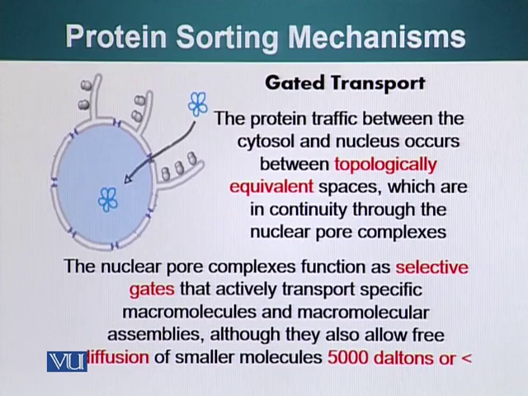The nuclear pore, we know that there are pores in the nucleus. We talked about those. These nuclear pore complexes function as selective gates. That is why it is called gated transport, that actively transport specific macromolecules and macromolecular assemblies, although they also allow free diffusion of smaller molecules of about 5,000 daltons or less.